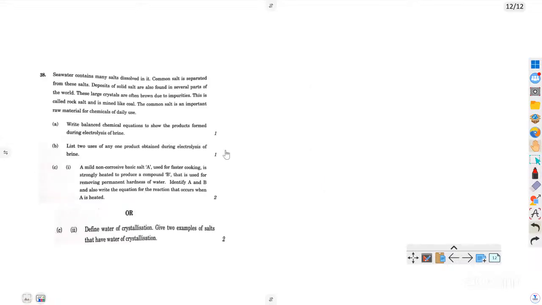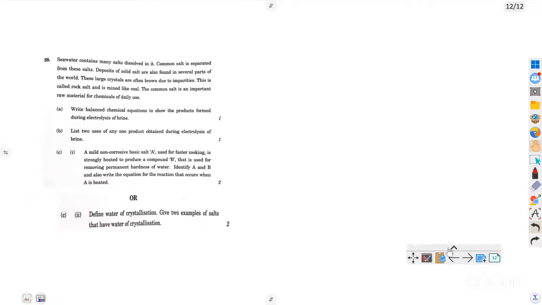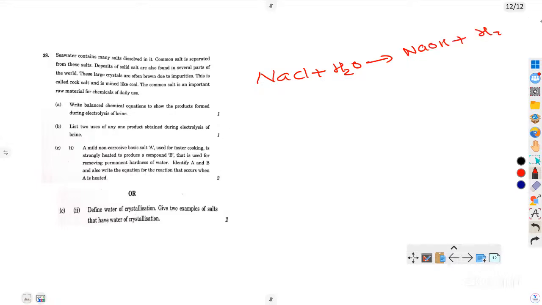Finally, the 4 mark question is from acid, base, and salt. Write balanced equation to show the products formed during the electrolysis of brine. So the equation is NaCl plus H2O, you will get NaOH and H2 plus Cl2. Right. So 2NaCl, 2NaOH. This is the balanced equation. So the products are sodium hydroxide, chlorine and hydrogen.